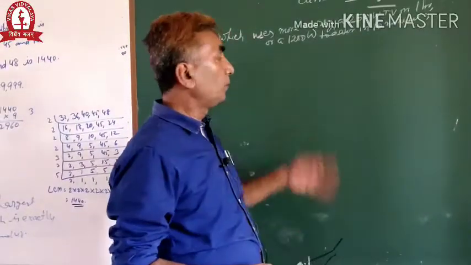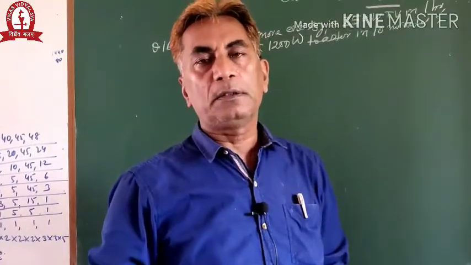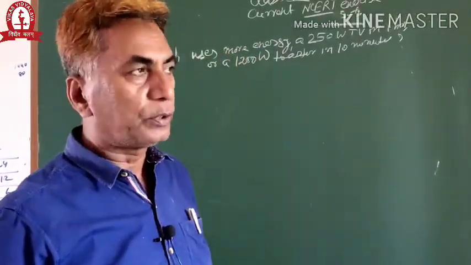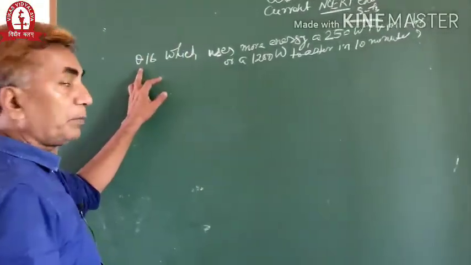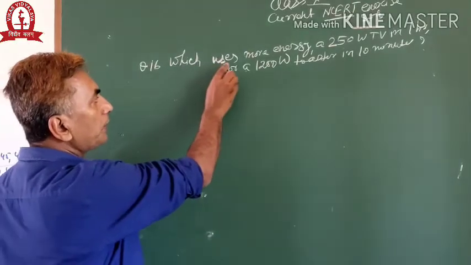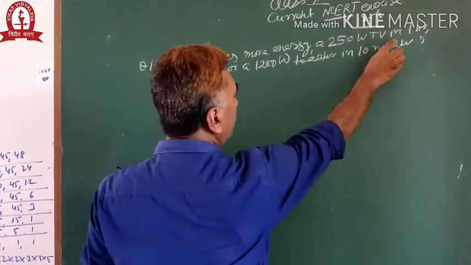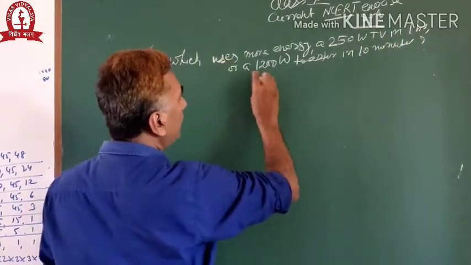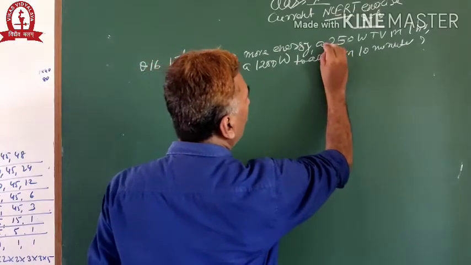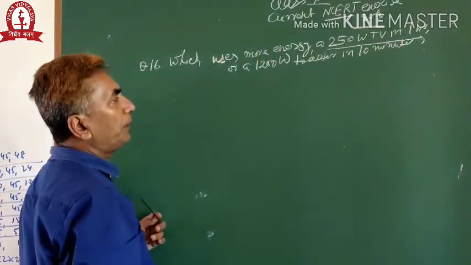Students, the solutions of NCERT which I was dealing with in the previous class are continued today also. Question number 16 of the NCERT book I am taking. The question says, which uses more energy, a 250 watt TV in 1 hour or a 1200 watt toaster in 10 minutes? You see here, one data for the TV is provided, that is 250 watt TV in 1 hour.